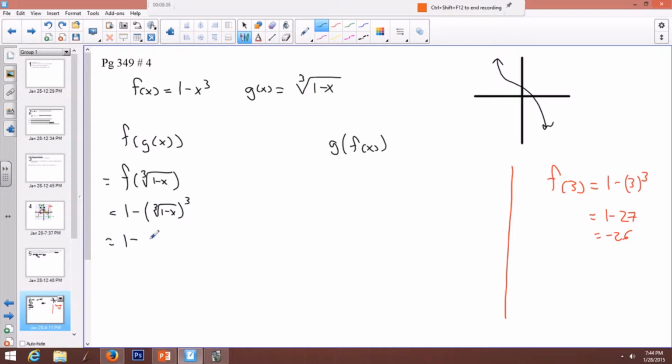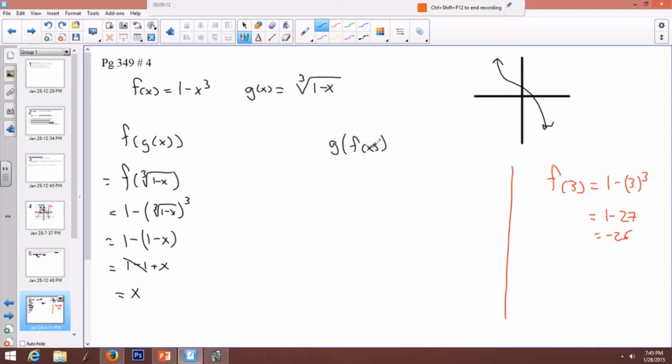So I've got 1 minus this entire quantity. I think I have a mistake. Nope, I don't. I distribute my negatives. Dumb moment for Mr. McCulley there. So I distribute the negative 1, so I get 1 minus 1 plus x. These cancel, and I'm left with just x, and that's what we needed to do. Composing f with g reduces down to x.